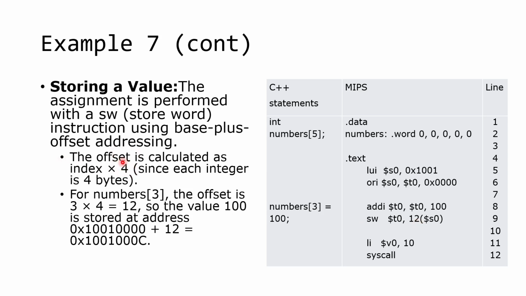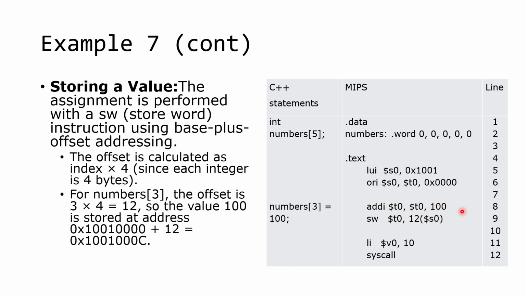We calculate the offset as index times 4. Index refers to the array index. Here the array index is 3, and we multiply by 4 because each integer is stored as a word, and one word is 4 bytes. So 4 times 3 is equal to 12.